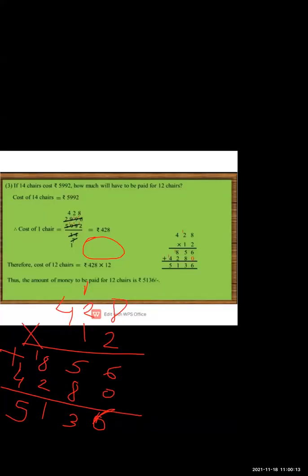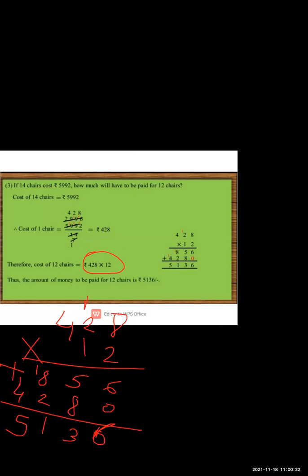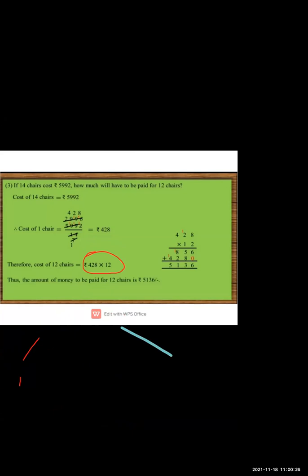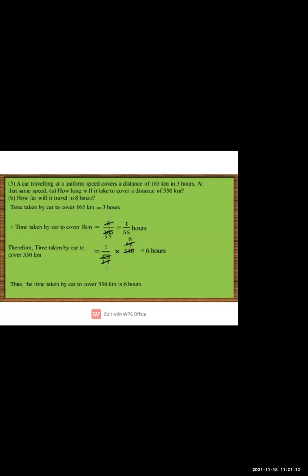So here we got 5136 rupees. It means the cost of 12 chairs is 5136 rupees. Okay. Here we had to find the cost of 12 chairs. See question number 5.